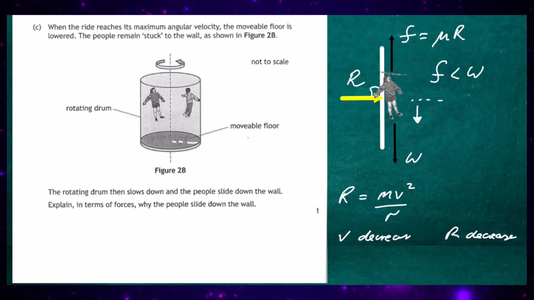So the forces involved here are the weight acting down the wall, and the frictional force acting up the wall, which is related to the centripetal force, which is caused by the force of the wall acting on the person. If you reduce the velocity of the rotation, you're going to reduce that contact force. And if you reduce the contact force, you're going to reduce the force of friction, which means the weight will take over if the force of friction falls below the weight, and therefore cause the person to slide down. It's a lot for 1 mark, but that's what's happening.